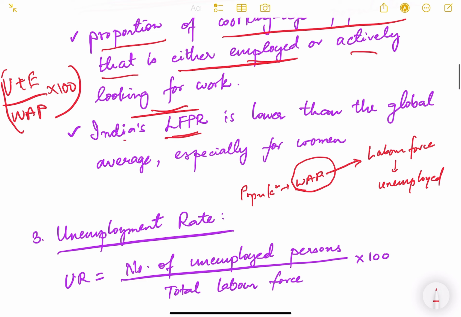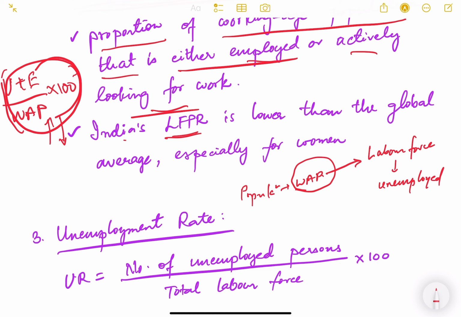Now India's labor force participation keeps on varying. Sometimes it is high, sometimes it is low. It keeps on fluctuating because people do move in and out of the workforce. People do enter the workforce, and people do exit the workforce also, because of several reasons.